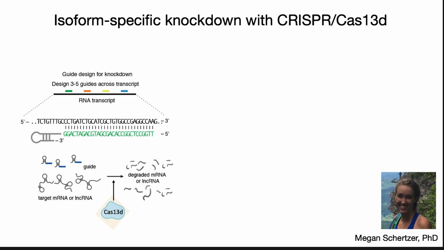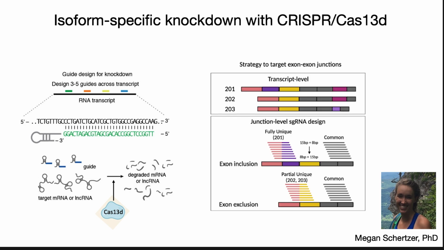We wanted to try to do isoform-specific knockdown. Our strategy is to target the CRISPR-Cas system to splice junctions that are specific to an isoform. Unfortunately, you can't always find one of those. Sometimes, as in the example I'm showing here, you can. In this cartoon example, this 201 isoform has a unique junction, and if you target the Cas protein here, then you will only knock down that isoform, or at least in theory you will.